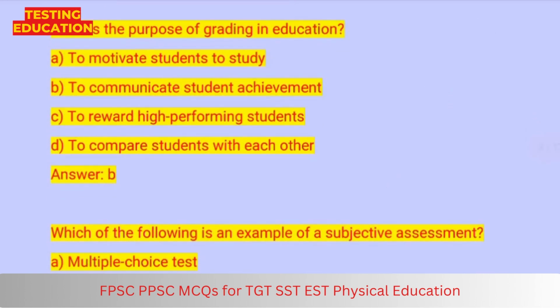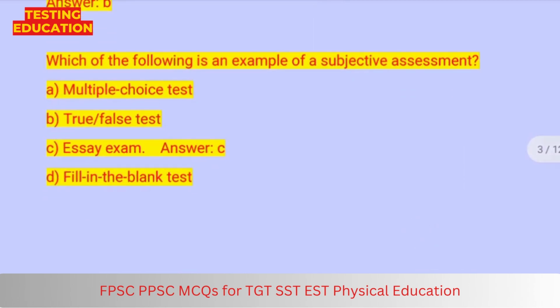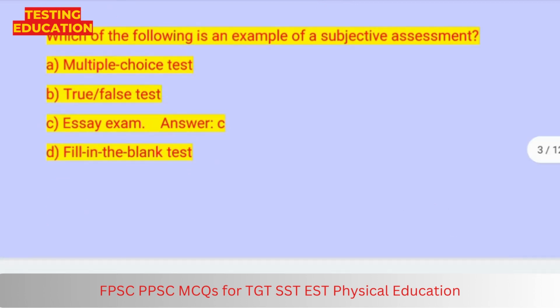What is the purpose of grading in education? Answer: to communicate student achievement. Which of the following is an example of a subjective assessment? Answer: essay exam.